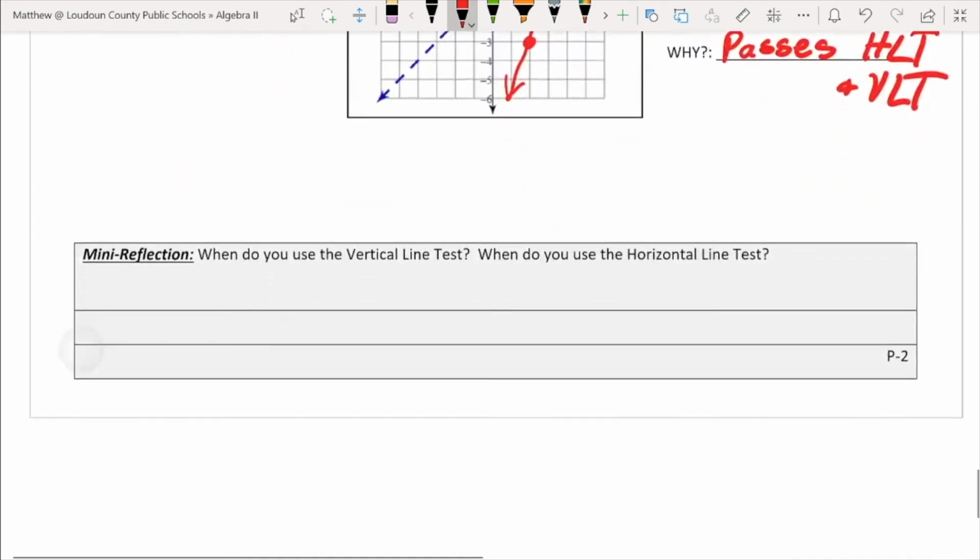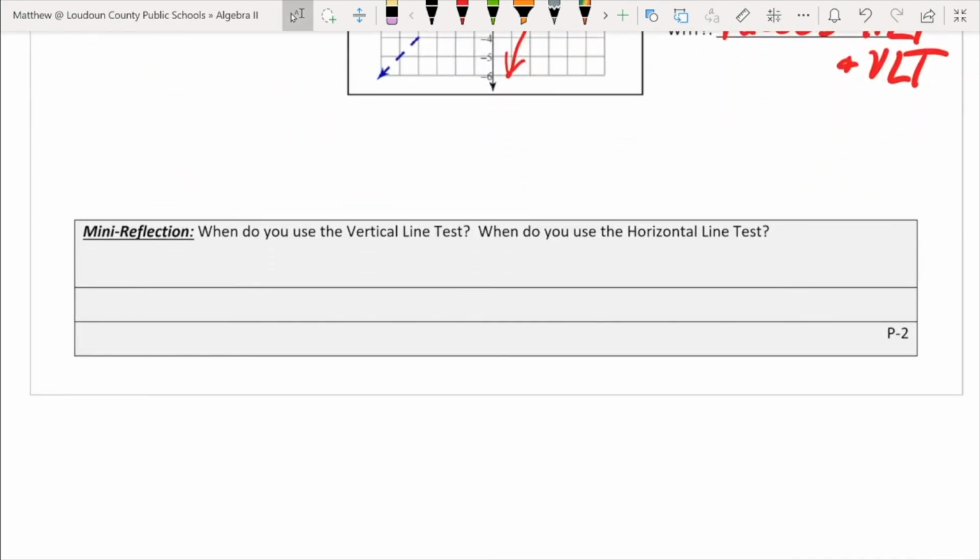Go ahead and do the mini reflection. When do you use the vertical line test? When do you use the horizontal line test? Now, once you're done with these notes, make sure you take a screenshot of them and send them in using Schoology. Take a picture of them, upload them, whatever, just so I know you guys did this. And then go ahead in the next section of Schoology and do the Khan Academy / Delta Math assessment for today.